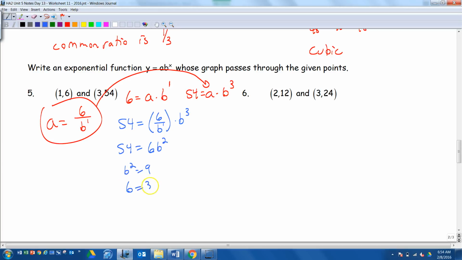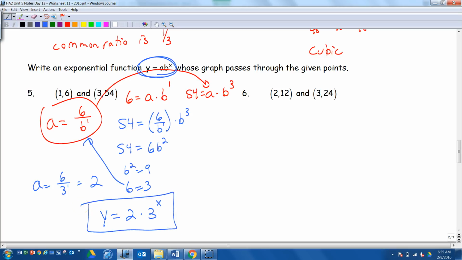B equals 3. Because remember, b has to be positive for an exponential function. It should be plus or minus, but we don't want the negative one. So if b is 3, you plug it back into the original. We get a is equal to 6 over 3 to the first, which is just 2. So now I can look back here and rewrite my exponential function. Y equals a, which is 2 times 3 to the x. Okay, so that is my exponential function.